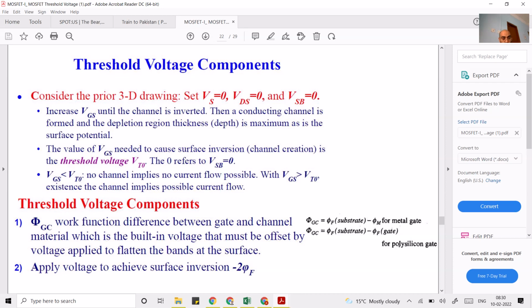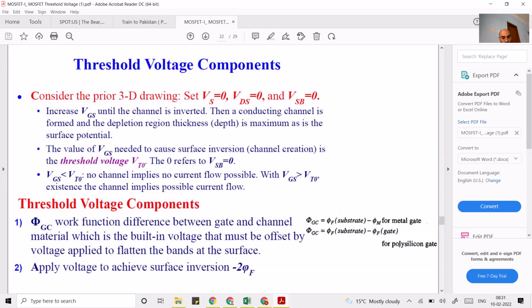So one factor is the work function difference between the materials. Because of that, the energy band bending was taking place, isn't it? And then you did all the things to make the bands flat again, the flat band condition. So for that you applied some voltages.